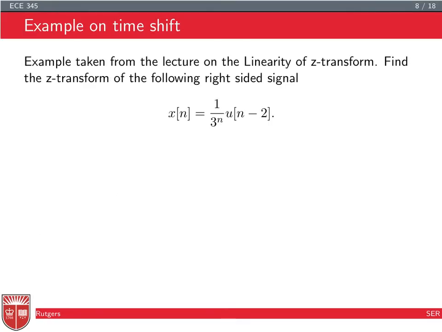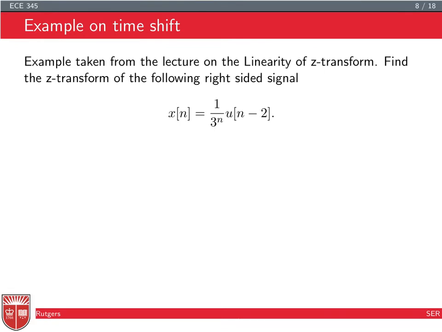Let's do an example where we apply what we learned so far. Here the question is: find the Z transform of the following signal, where x of n is equal to (1/3)^n u[n-2]. Of course, we can find this using the definition, and this example is actually taken from the slides on the linearity of the Z transform. But I'm going to try to find the Z transform here by using the tricks, or the properties, we learned so far.